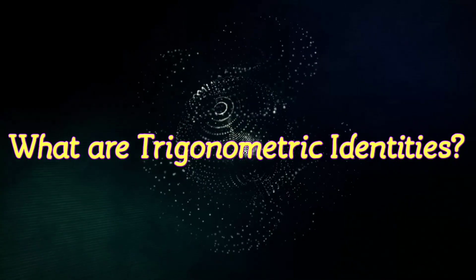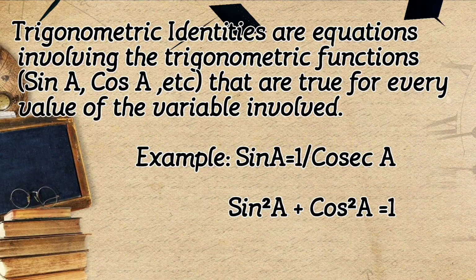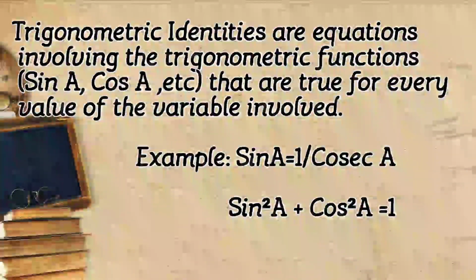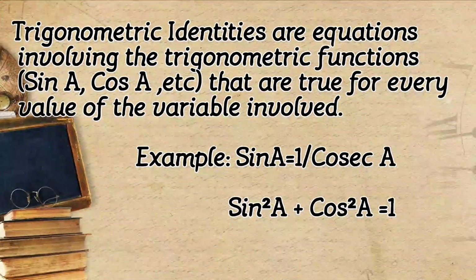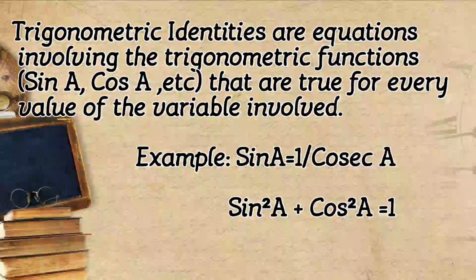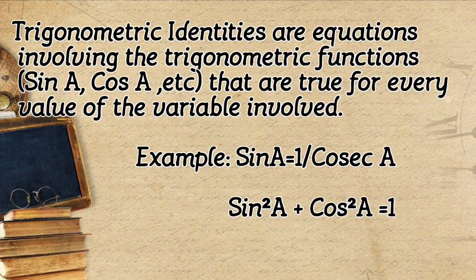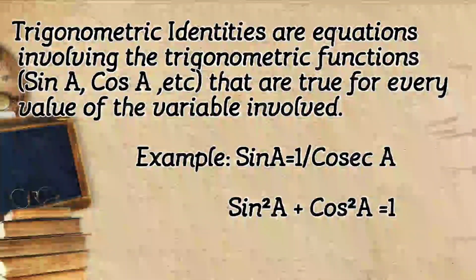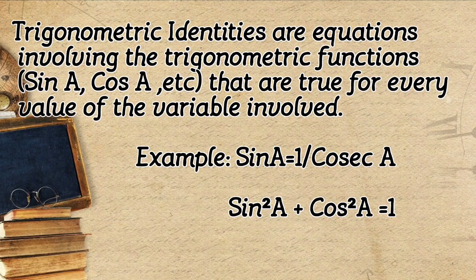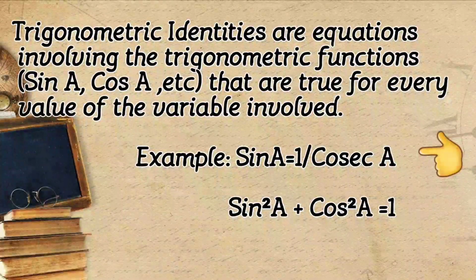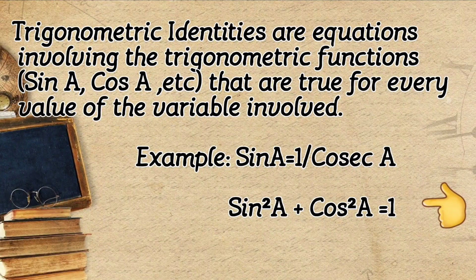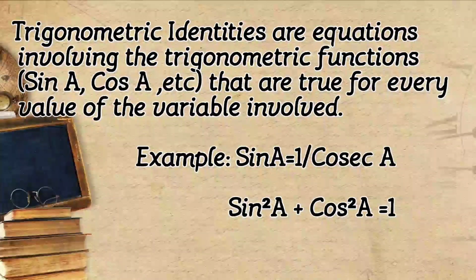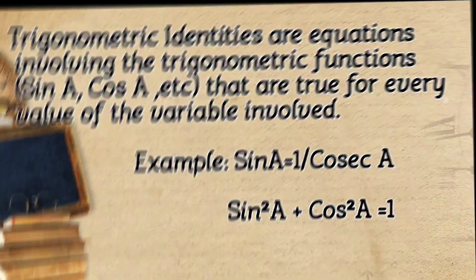Now, what are trigonometric identities? Trigonometric identities are equations involving the trigonometric functions, for example sine theta, cos theta, cosecant theta, tan theta, etc. These all are trigonometric functions which hold true for every value of the variable involved. You can see the two examples here. Sine theta is equal to 1 upon cosec theta, and another one is sine square theta plus cos square theta is equal to 1. So these two are trigonometric identities.